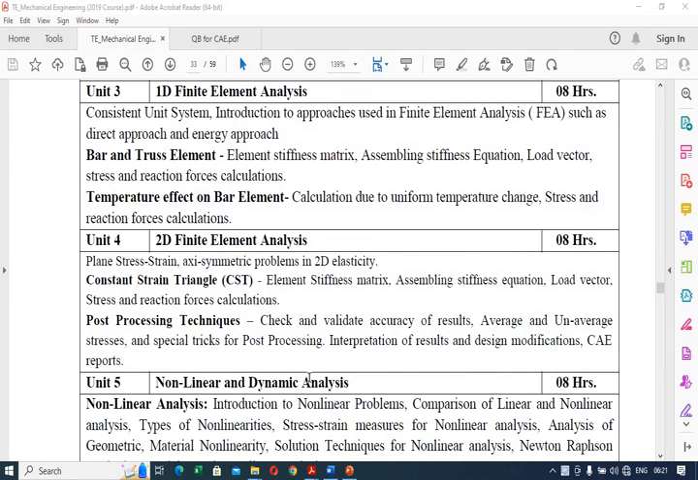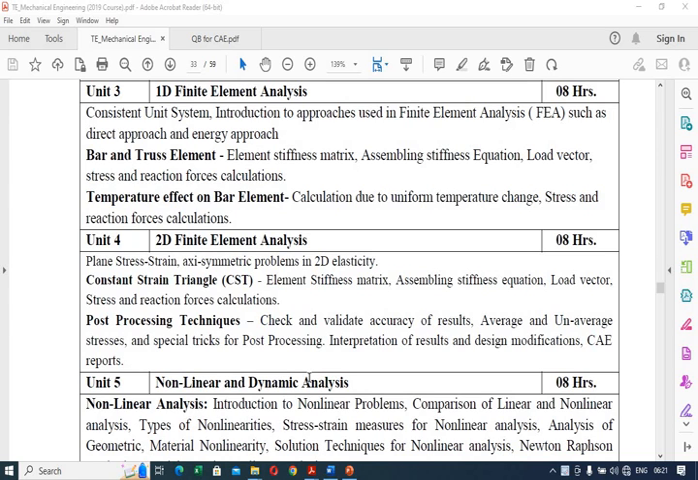Hello students, today I am going to explain to you one numerical on bar analysis from unit number 3 for the subject Computer Aided Engineering. First we will check the contents of unit number 3 as per the Savitribai Phule Pune University syllabus. The title of the unit is 1D finite element analysis.